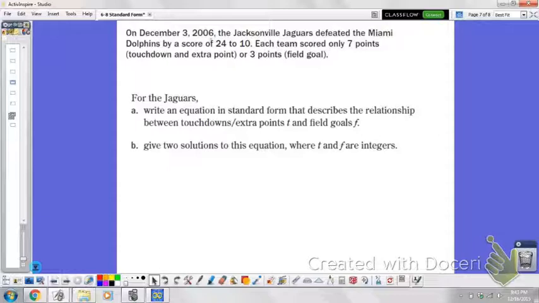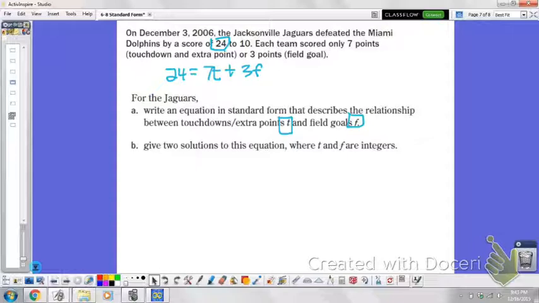So since the Jaguars scored the 24 points, this is very similar to the last problem. We know that touchdowns and extra points is T, but we don't know how many they made. And field goals is F, we don't know how many they made. So my equation will be 24 is equal to 7 times the amount of touchdowns and extra points they had, plus 3 times the number of field goals they had, so 3F. So my equation is 24 is equal to 7T plus 3F. So there is my equation for the Jaguars.